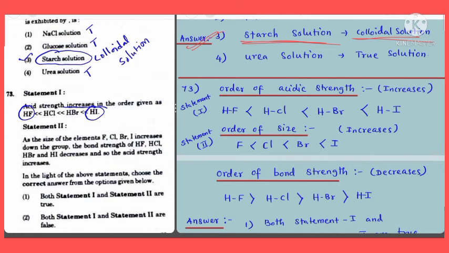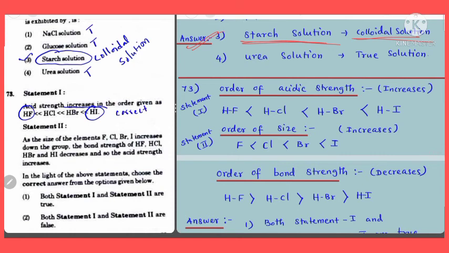Because of intermolecular hydrogen bonding, hydrogen fluoride cannot liberate the H plus ion readily. So it is a weak acid. Whereas in hydrogen iodide, because of the larger size of I minus, the H plus ion can be readily liberated. So statement 1 is the correct one. This is a correct statement.